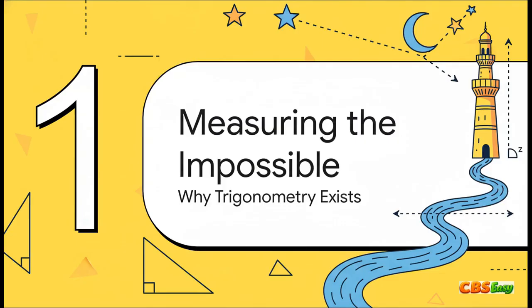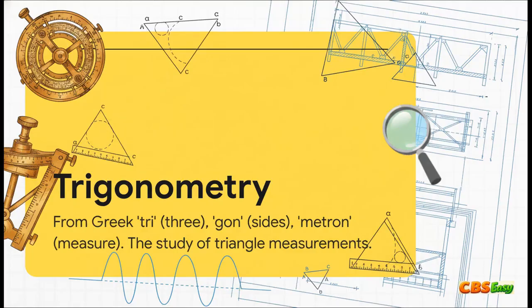You use triangles. The name itself is actually a dead giveaway. Tri means 3, gon means sides, and metron means measure. So at its very core, trigonometry is just the study of the relationship between the angles inside a triangle and the lengths of its sides. That's it! It's this amazing tool that connects them.